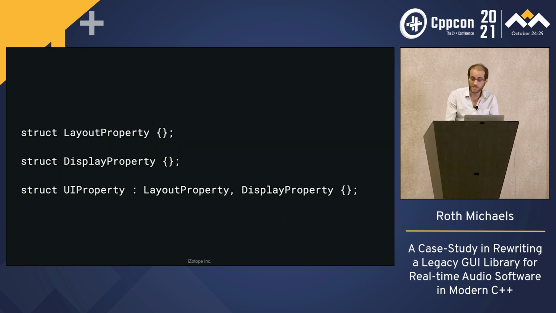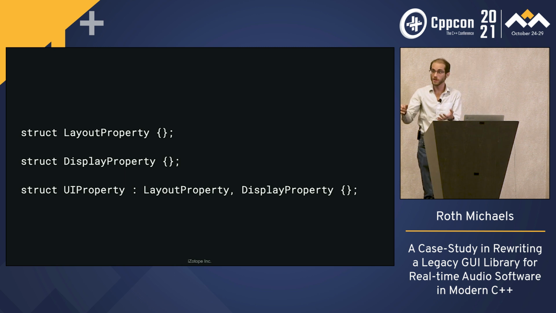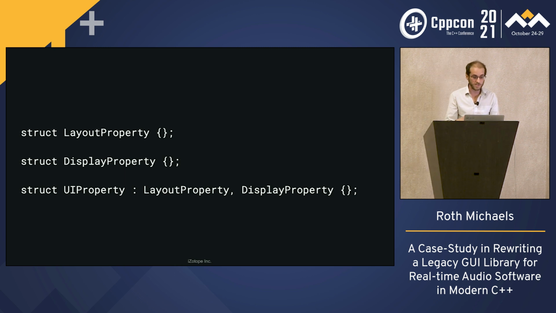Well, we just make a bunch of tag types. So we have a struct layout property. We have a struct display property. We have a struct UI property that is both layout and display. And essentially, any of our properties we create can inherit from them, and that tells the system, oh, when this property changes, you've got to redisplay or relayout.